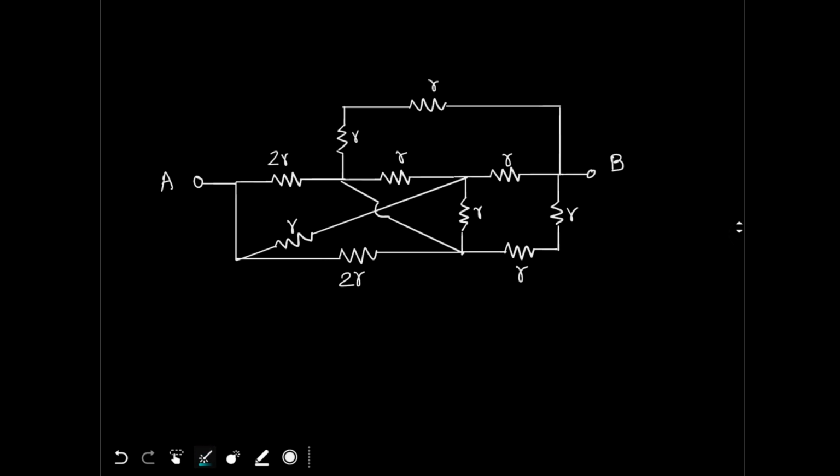So first of all, I can directly see over here these two resistors are in series, so I combine them. R and R in series, so I get net resistance 2R. These two are also in series, so combine them together. This will become 2R, right?